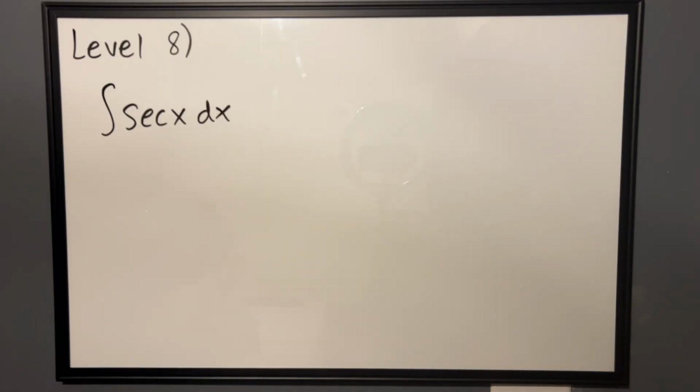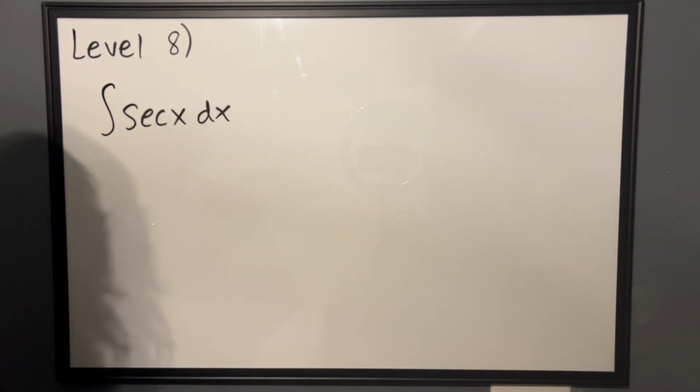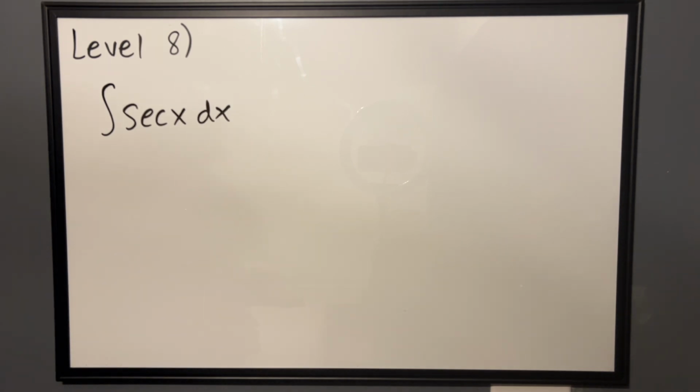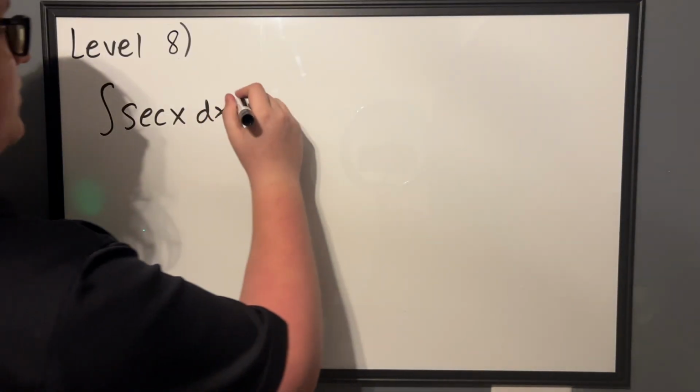All right, so here we have level 8. This looks like a very simple integral, but it actually is really tricky. So we have the integral of secant x dx. Now, at this point, our integration techniques that we would want to try aren't going to work because we can't do any u substitution, we can't do any trig subs, we can't do partial fractions, which we'll see actually in level 9. We can't do a lot with this one. So we need to manipulate the function itself. So here's how we're going to do that.